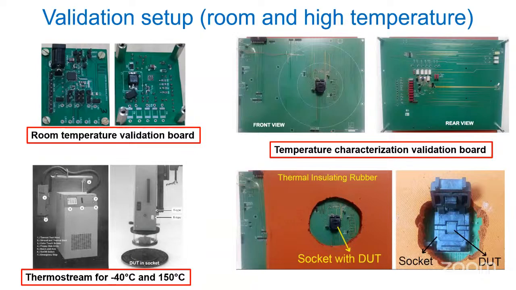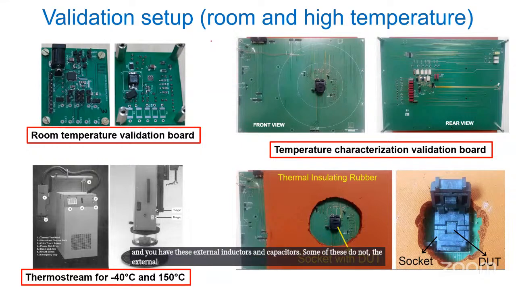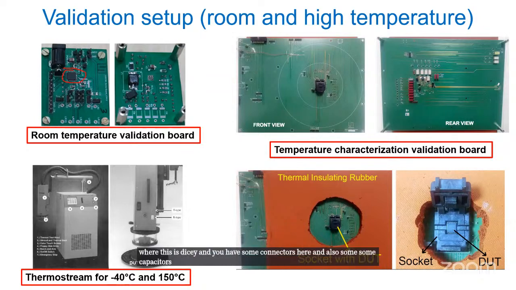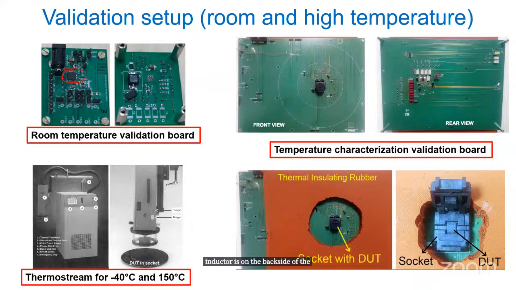The validation was a big challenge, because when you want to test a circuit at 150 degrees centigrade, and you have these external inductors and capacitors, the external components cannot withstand this temperature. So we need a validation board, which you see on the left side, where this is the IC, and you have some connectors and also some capacitors, external components here. The inductor is on the back side of the PCB. For the temperature characterization, we built a board like this, where you have a socket, and all the components are on the rear view or back side, whereas only the socket and the DUT are on the front side.